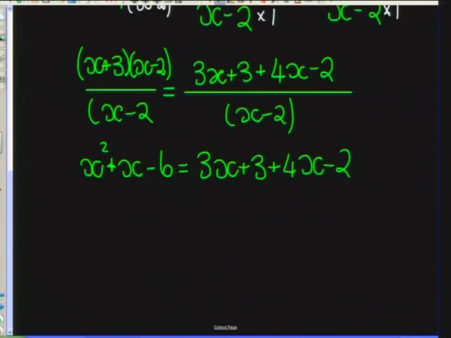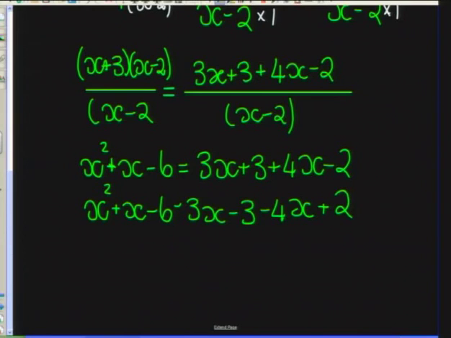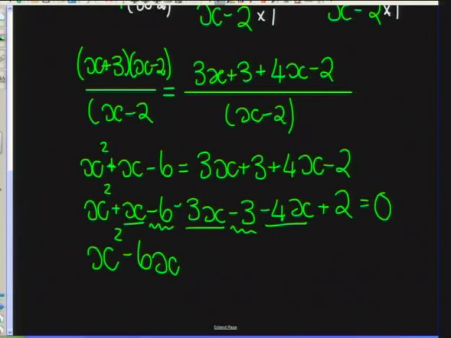Okay, so let's gather all our terms to the left-hand side. So I've got x squared plus x minus 6. That's now going to become minus 3x minus 3 minus 4x plus 2 equals 0. Okay, let's add like terms. x squared, I've got x minus 3x, which is going to give us negative 2, minus 4, which is negative 6x. And I have got a negative 6 and a negative 3, which is going to give us negative 9, plus 2, which is giving me negative 7, equal to 0.